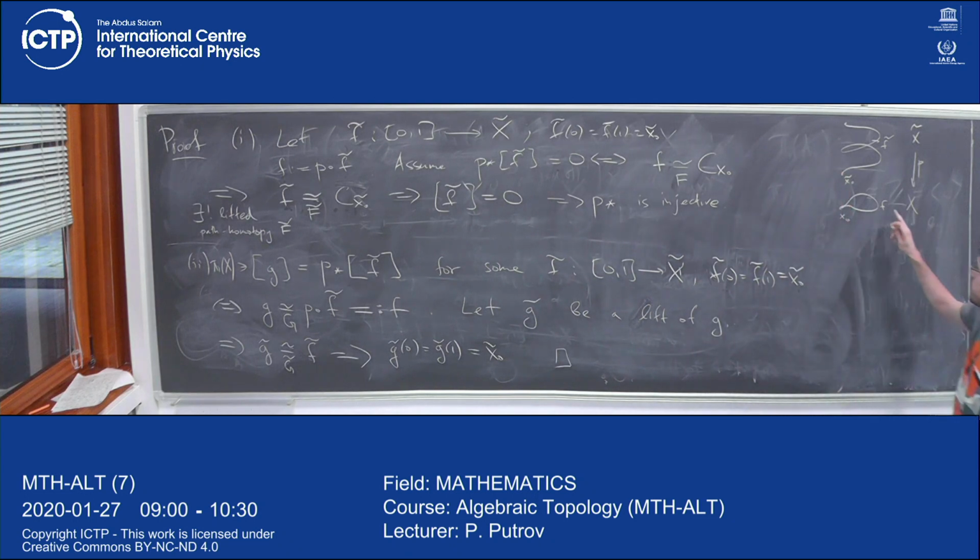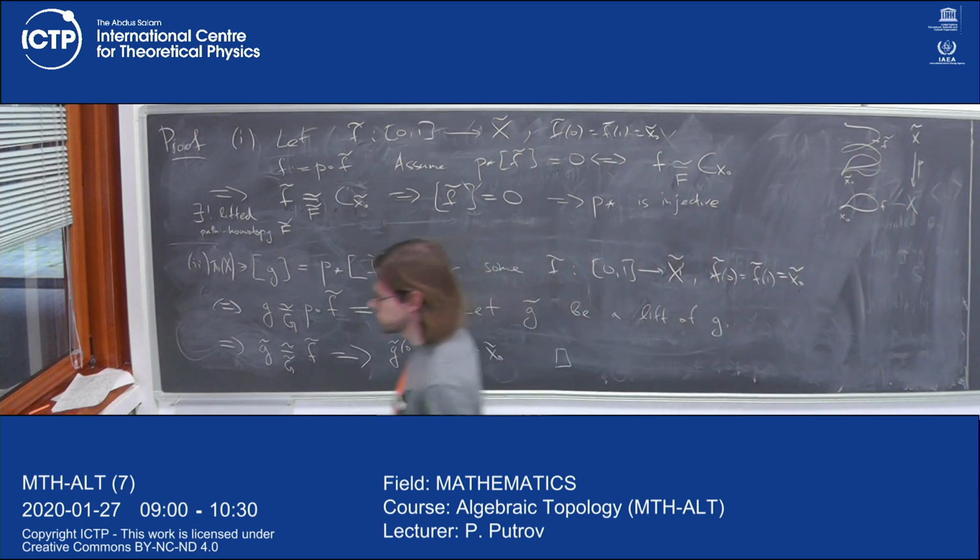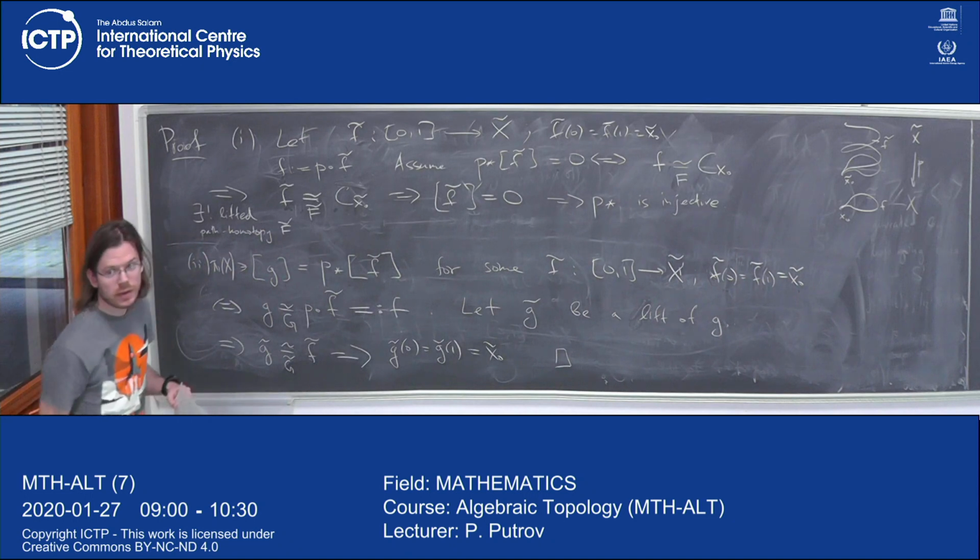So the summary is that a generic loop here is lifted to some path which is not necessarily a loop, but the elements in the fundamental group of X, which are in the image of P star, are in one-to-one correspondence with classes of loops in X, which are also lifted to loops in X tilde. Questions?